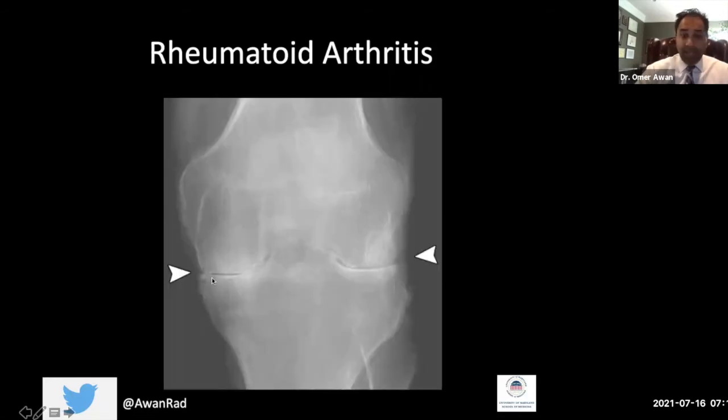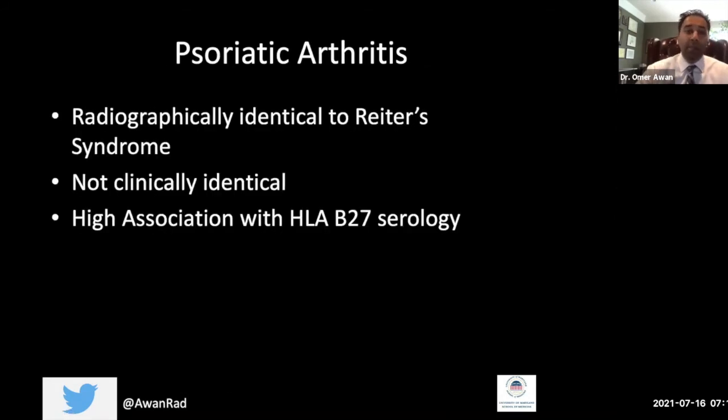In the knees, again, look at the symmetric joint space loss. The entire medial and lateral femorotibial compartment is involved, and you have these marginal subtle erosions, which I think are hard to appreciate on this, but you can take my word that there are some subtle erosions here. But you can see very clearly the symmetric joint space loss in RA.